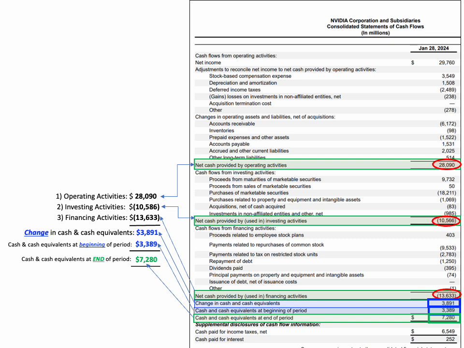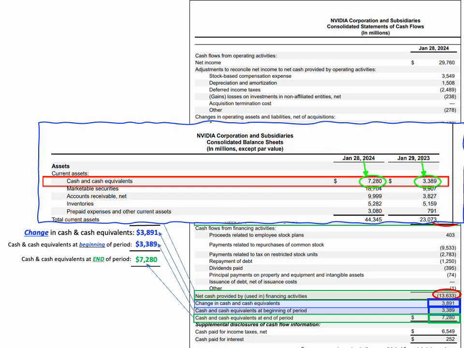That number is going to be transferred over to the balance sheet. So now we're saying to the public that I really have now $7.28 billion in my line item on the balance sheet of cash and cash equivalents. And there's the balance sheet. I just took a snippet from it just so you can see.